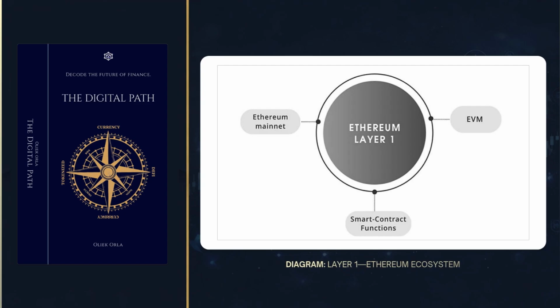Layer 1, or L1, is the foundational layer of the network and its technical core. This is where the unified state of the blockchain is maintained, transactions are validated, and smart contracts, the backbone of the entire ecosystem, are executed.